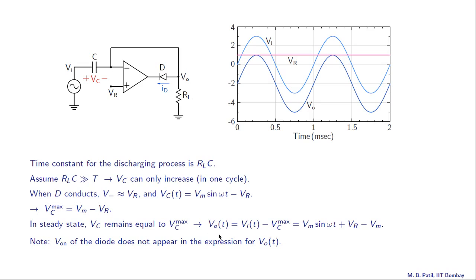Alright, let us now look at the plots. This is our input voltage with an amplitude of 3 volts, so it varies between plus 3 and minus 3. That is VR, which is equal to 1 volt, and that is our output voltage. So the output voltage in this case has got shifted downward, and it has got clamped precisely at VR.